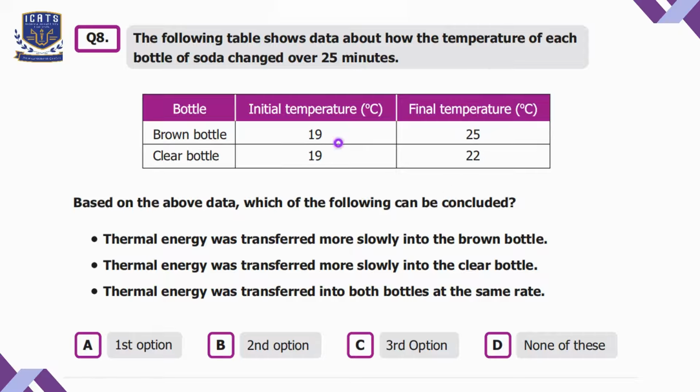So based on the data from the table, both bottles started at the same initial temperature, which was 19 degrees Celsius. But after some time, the brown bottle reached 25 degrees Celsius, a change of 6 degrees Celsius, while the clear bottle reached 22 degrees Celsius, which is a change of 3 degrees Celsius. This means the brown bottle experienced more temperature increase in the same time period, indicating that the thermal energy was transferred more rapidly into the brown bottle. So we can say that the thermal energy was transferred more slowly into the clear bottle. So here we can see the three statements.